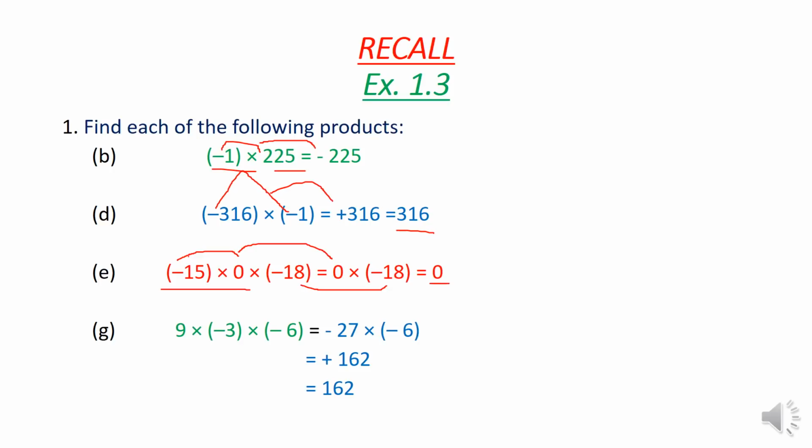Now let us consider the next question. Here again 3 integers, so group the first 2. Here plus 9 multiplied by minus 3. Minus multiplied by plus, the answer will be in minus. 3 multiplied by 9 will become 27, and here minus 6 will be as it is. Next, minus multiplied by minus will become plus, and 27 multiplied by 6 will become 162. So the answer will be plus 162.